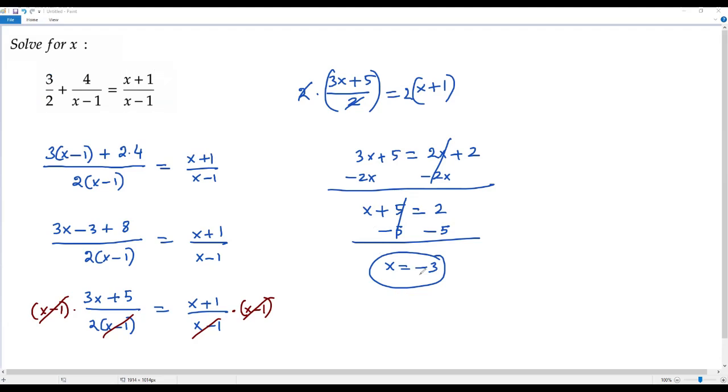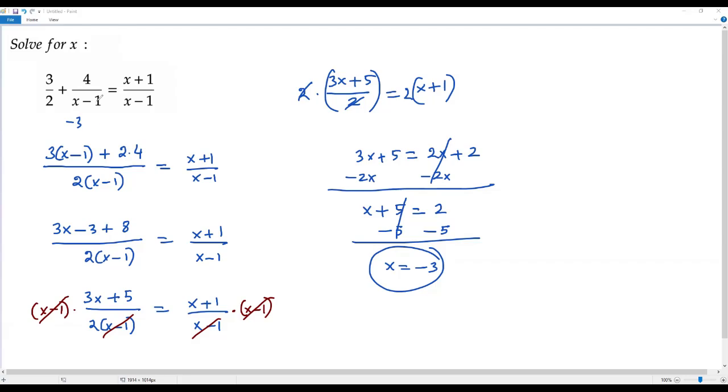Okay, now let's verify the solution. We have to plug in x = -3 into the denominators of the given rational equation. The first denominator is just a number, and we don't have to verify x = -3 with this denominator. Now let's move to the second denominator, which is x - 1. When I plug in x = -3 over here, what do I get? -3 - 1, which becomes -4.